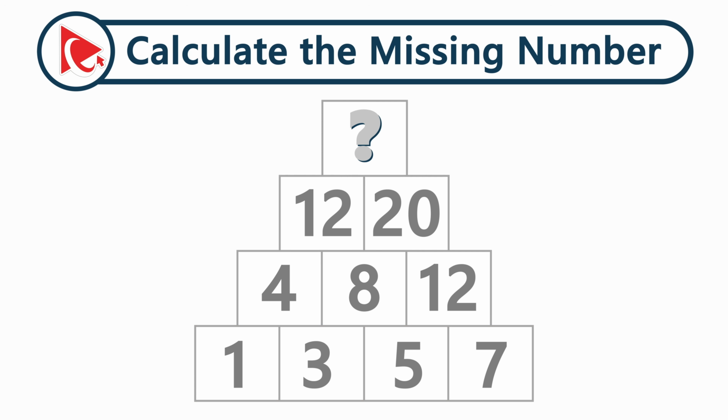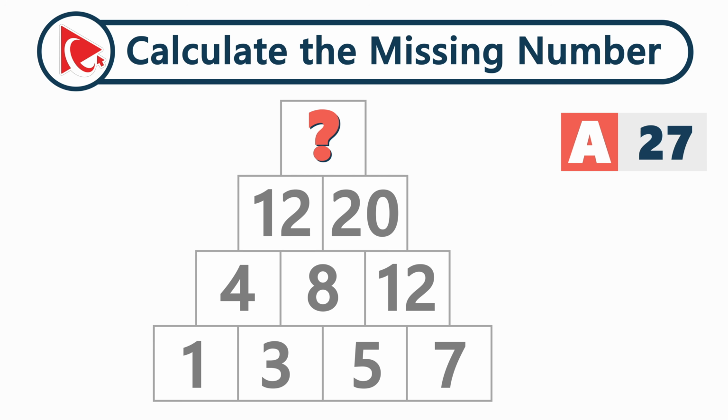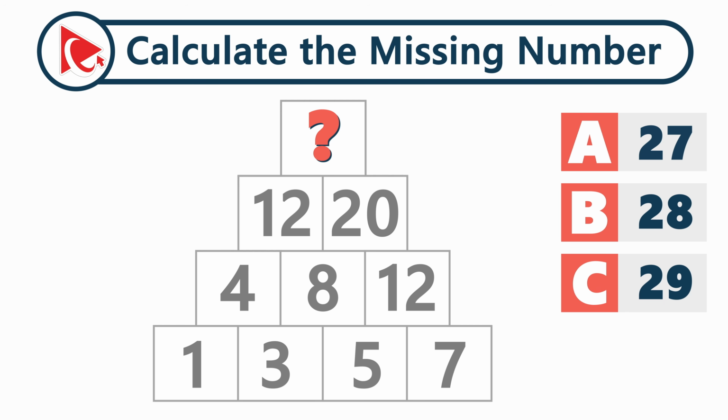Your goal is to calculate the missing number in the top and select your answer out of 4 possible choices. Choice A, 27, choice B, 28, choice C, 29, and last but not least, choice D, 32.